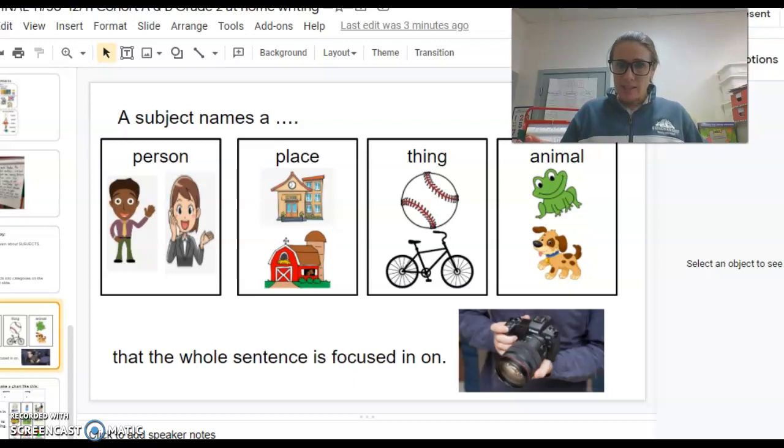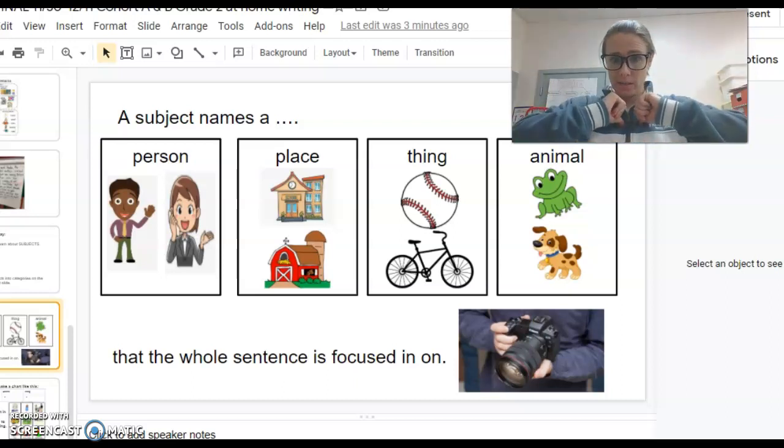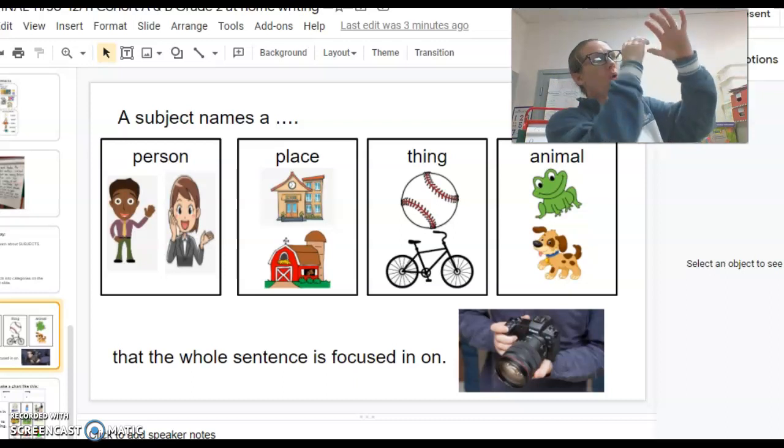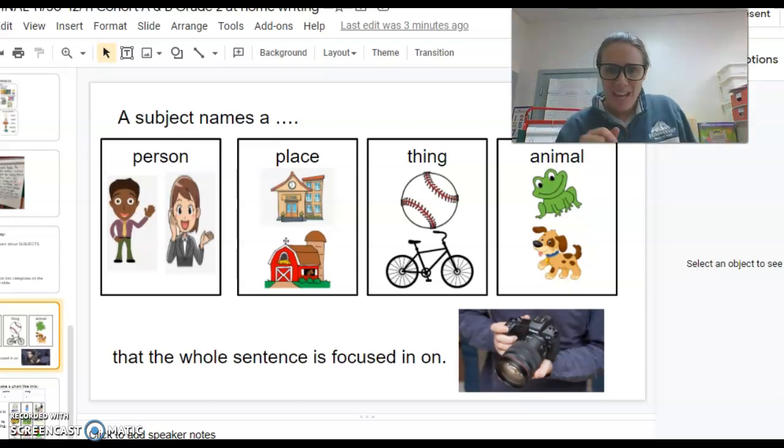So a subject tells us the name. This means name in sign language. Can you do this? A subject names a person, a place, a thing, or an animal that the whole sentence is focused in on. And this is a picture of a camera. A camera, like that, you have to sometimes focus to zoom in on what you want to take your picture of. So when we talk about the subject, it's one of these categories: a person, a place, a thing, or an animal that the whole sentence is focused in on.